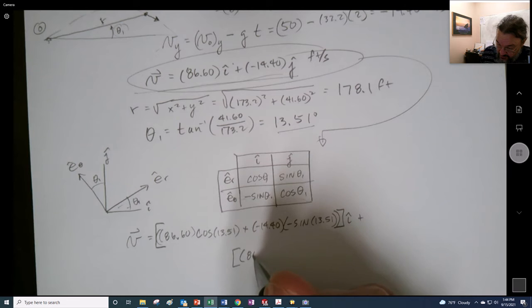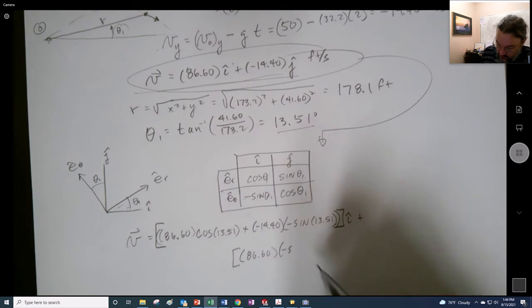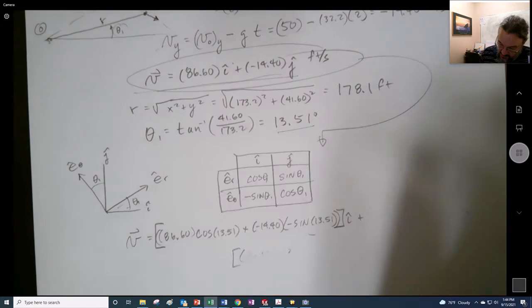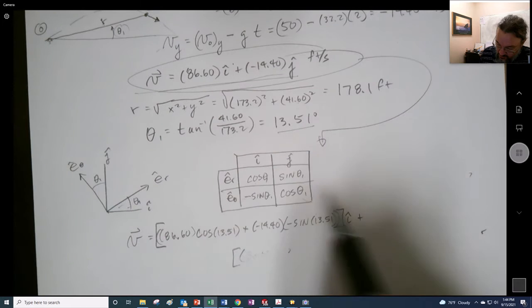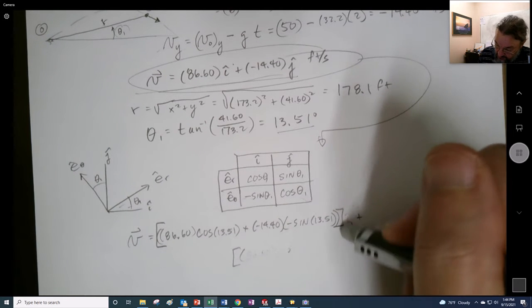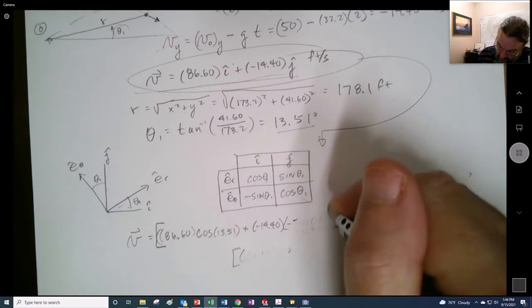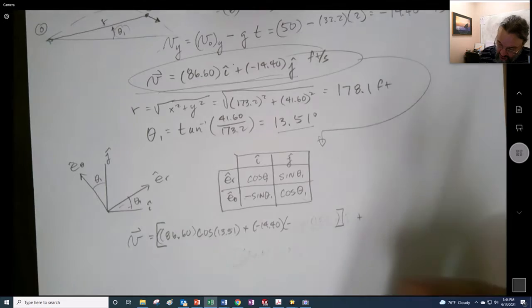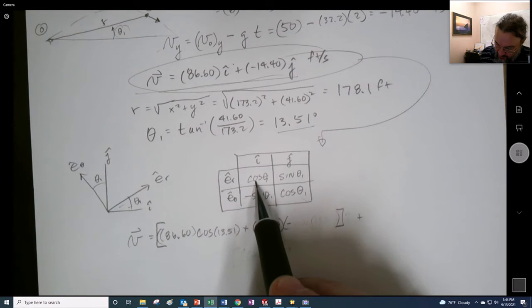I'm going to have the 86.60 times the negative sine. Sorry. Okay, careful. Did I do that wrong? I'm sorry, I did it wrong. My bad. I wasn't thinking, I should say. I'm talking, not thinking.